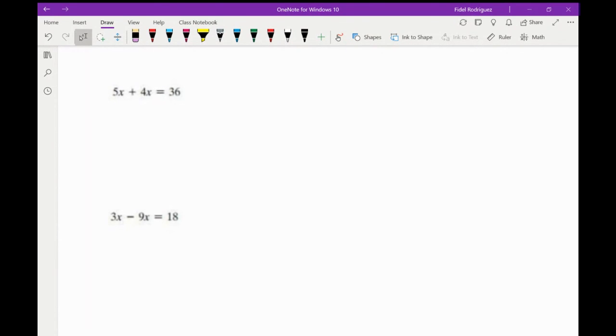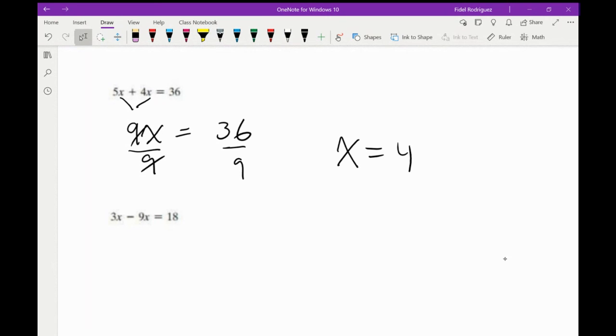All right. So let's take a look at this one. It says 5x plus 4x equals 36. Okay, we're going to combine like terms first. So when I add them together, y'all, that gives me a 9x equals a 36. And now we can divide both sides by 9. And I'm coming up with x is equal to 4, because 36 divided by 9 is just 4.